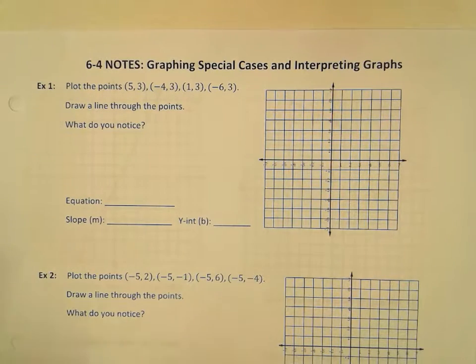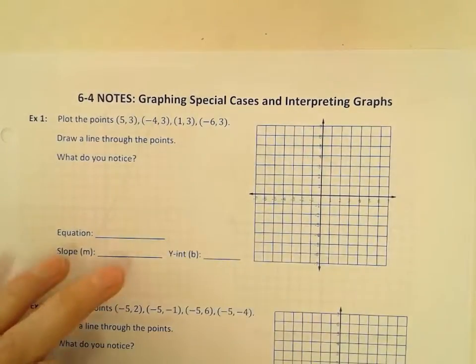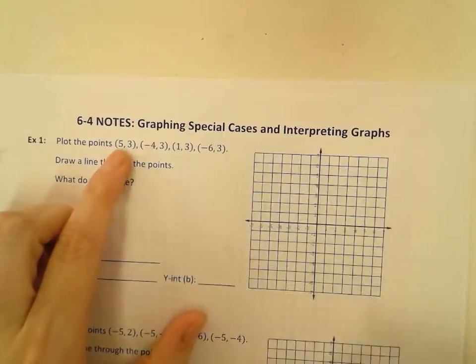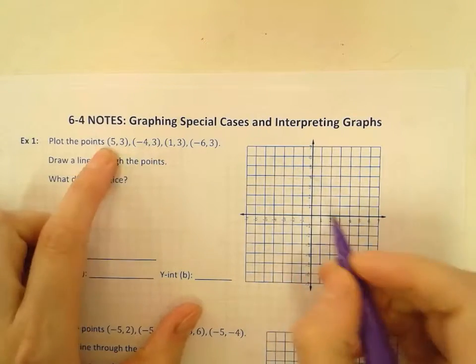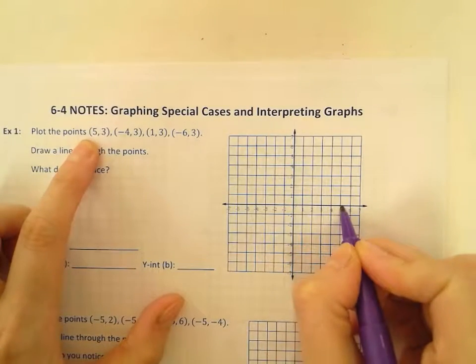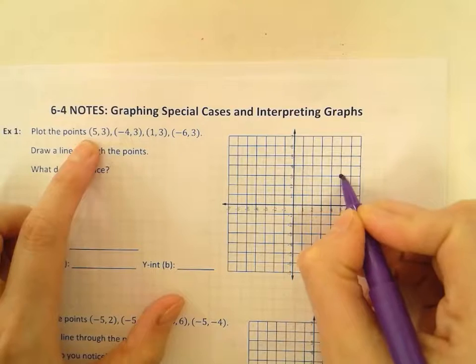Assignment 6-4, Graphing Special Cases and Interpreting Graphs. Example 1. Plot the points right here and then draw the line through the points. So 5, 3. Remember when you're plotting points, you go left and right first, up and down second. So 5, 3 is 5 to the right, and then up 3, put a point.